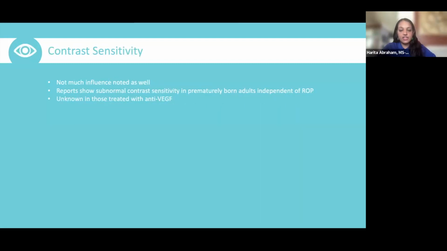And then contrast sensitivity was another thing that the author didn't find much significance in terms of its influence from prematurity. Contrast sensitivity is a person's ability to see shading and patterns and fine details of small things very clearly. The author just didn't feel like there was enough evidence to prove that there was significant influence of prematurity on contrast sensitivity capabilities. It is unknown if being treated with the anti-VEGF has any impact on contrast sensitivity, and that could be a question for further investigation.